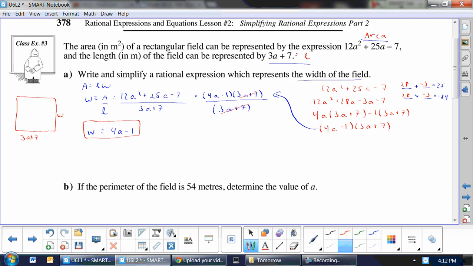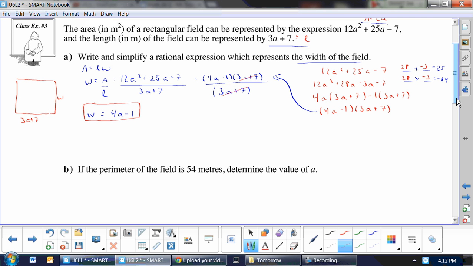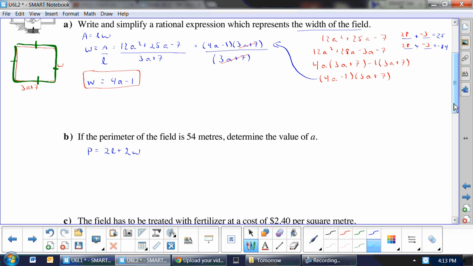Okay. For the next part, they say if the perimeter of the field is 54 meters, determine the value of a. We know the equation for perimeter is 2 length plus 2 width, because the perimeter is this side plus this side plus this side plus this side. So we know that the perimeter is 54, and our length is 3a plus 7. So we'll go 2 times 3a plus 7. And then we know our width is 4a minus 1.